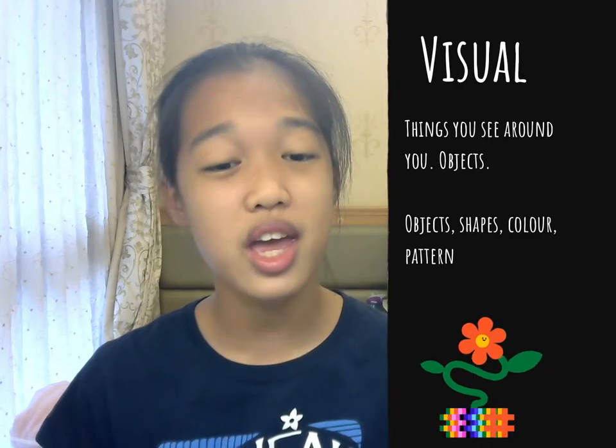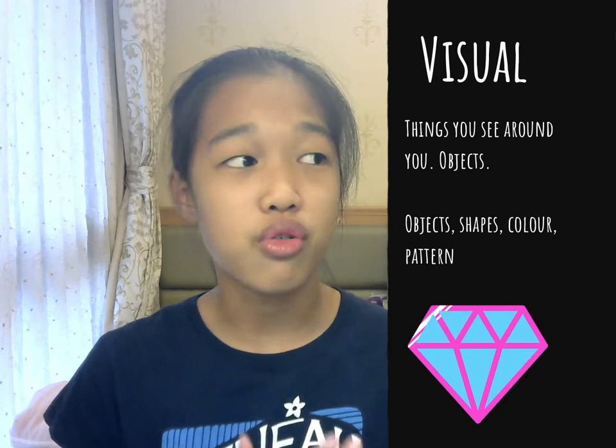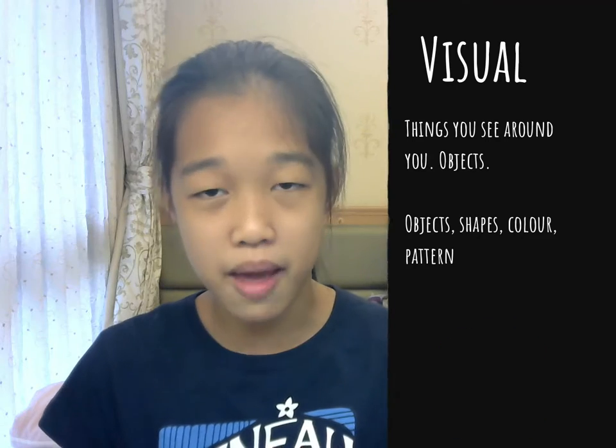Lastly, we have visual imagery, the most popular kind of imagery, describing what you see in front of you. Maybe to your left, maybe to your right. Objects, shapes, colors, and patterns.